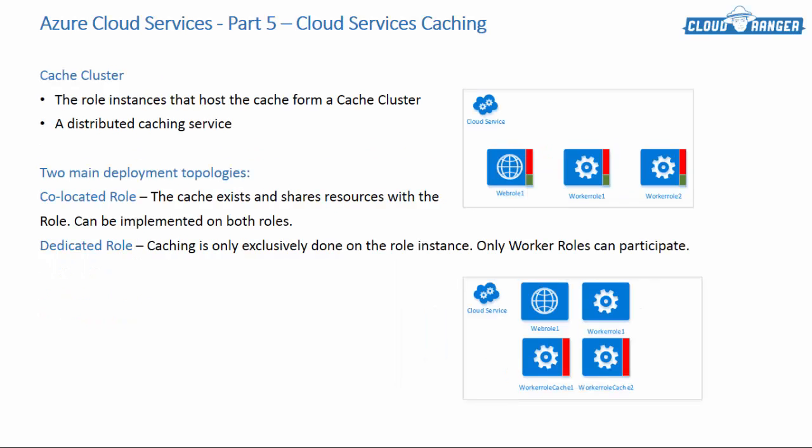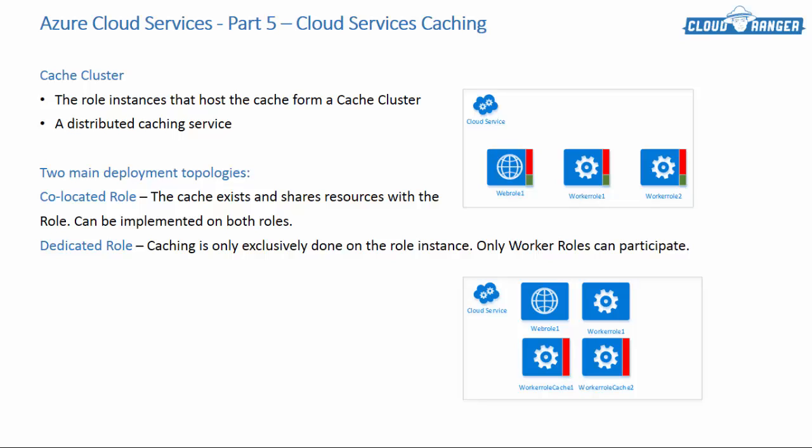I briefly talked about it, but a cache cluster is actually formed when the role has multiple instances. When you have multiple instances of a role and you enable the cache, it will form a cache cluster. For example, let's take three web roles, and you're enabling the cache, and you're saying how much memory you are going to utilize of each of these virtual machines to store the cache information in. You're creating a cluster because all three roles will share that information.